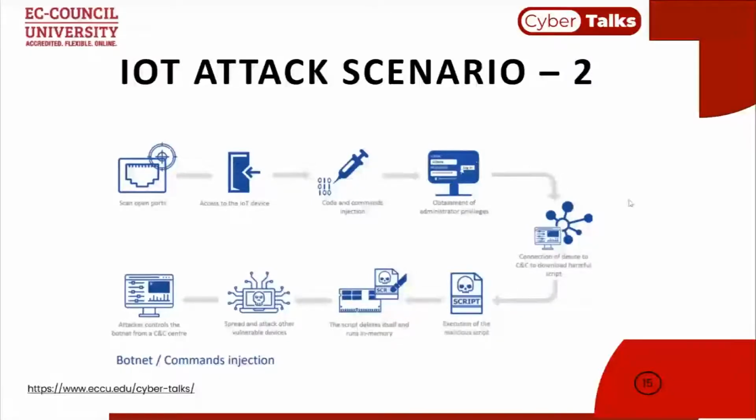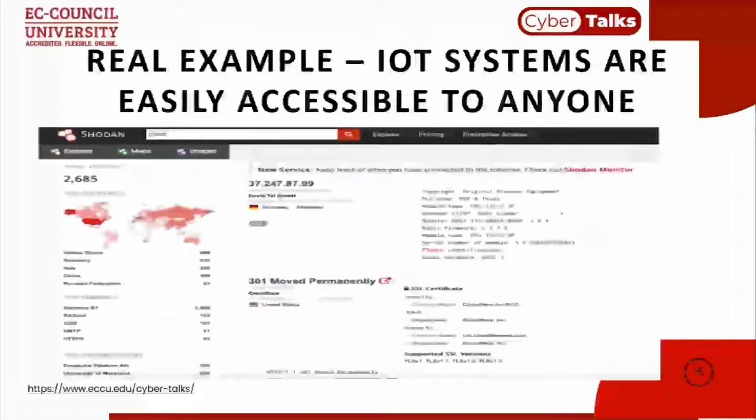So this is another scenario, and there could be many more scenarios by which IoT attacks are possible. The one I showed you was by using the laser lights. This is quite interesting and one of my favorite slides.